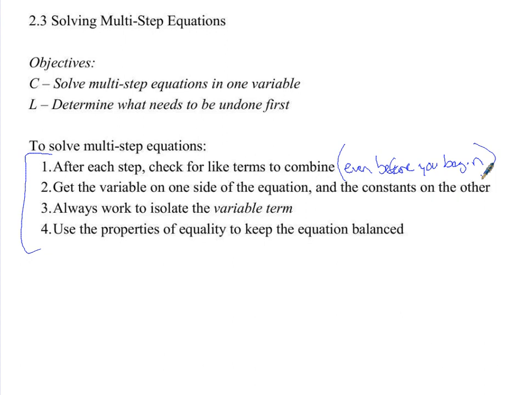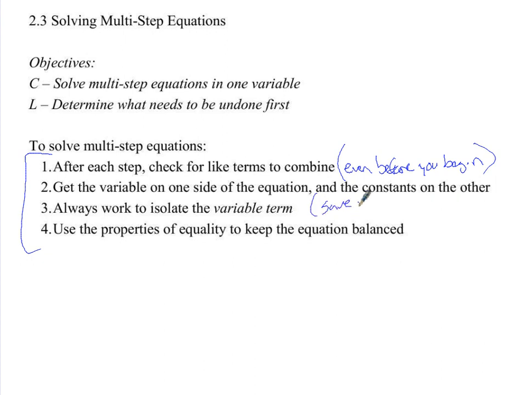Next, your goal is to get the variable on one side of the equation and all the numbers on the other side of the equation. It doesn't matter which side the variable's on. Pick one. I usually like to go with whatever's going to make my variable positive. Doesn't matter to me which side I go to. You're always working to isolate the variable term. We talked about that last time in section 2. You want to get the variable term by itself. Save that division or multiplication to get that variable to a 1. Save that for last.